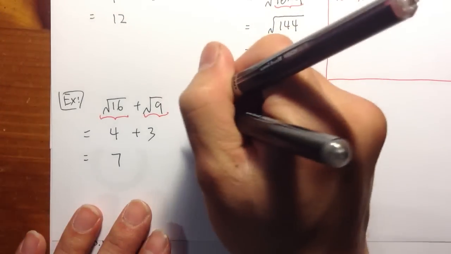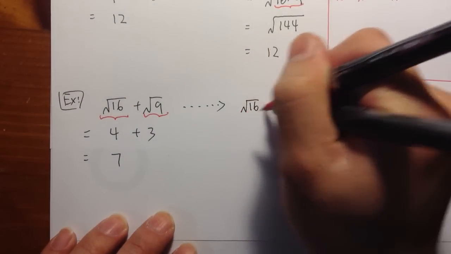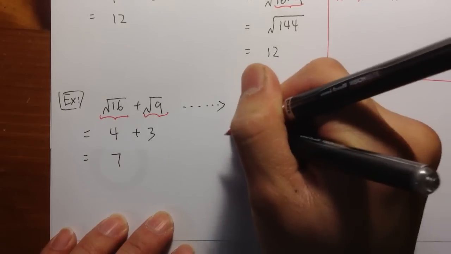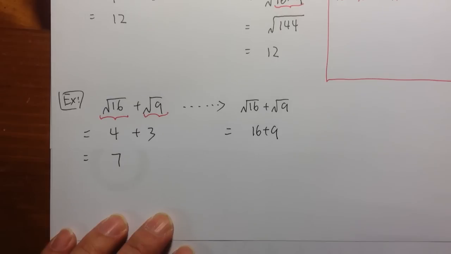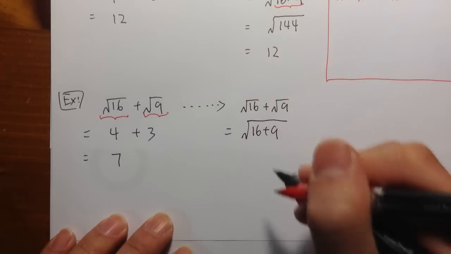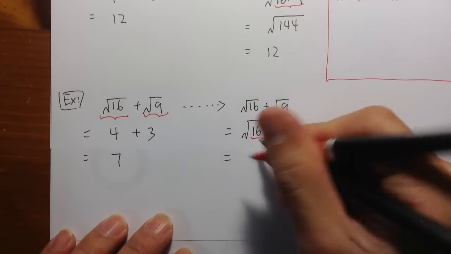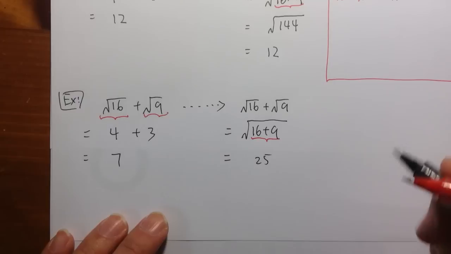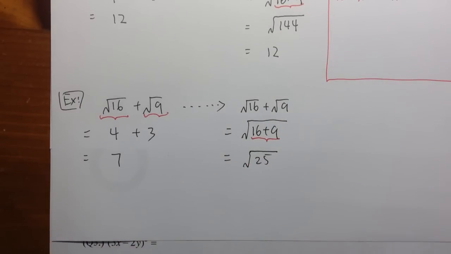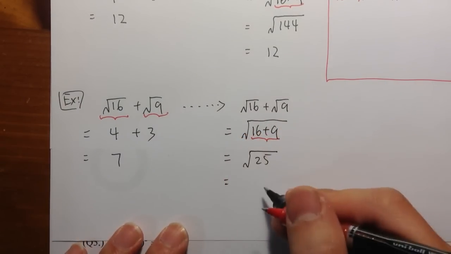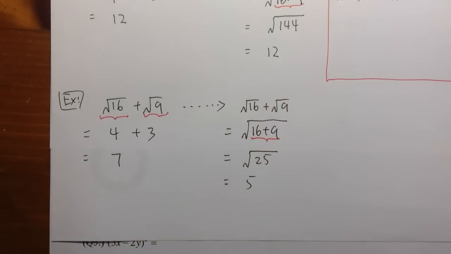Is it okay to do it this way? When I have square root of 16 plus square root of 9, is it okay that I do 16 plus 9 first? Let me have the square root on the outside too. If I do 16 plus 9, I get 25. But I haven't done the square root yet, so let me put the square root on the 25. But 5 times 5 is equal to 25, so square root of 25 is equal to 5.